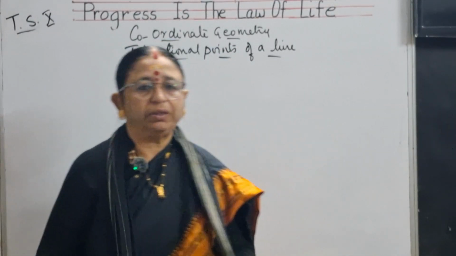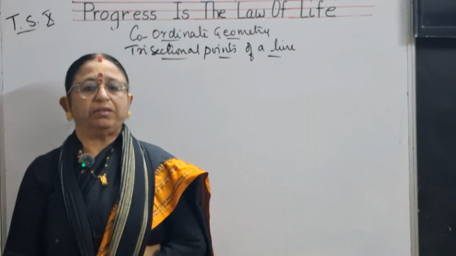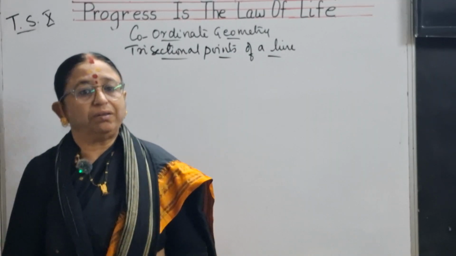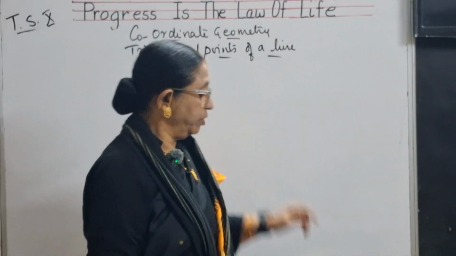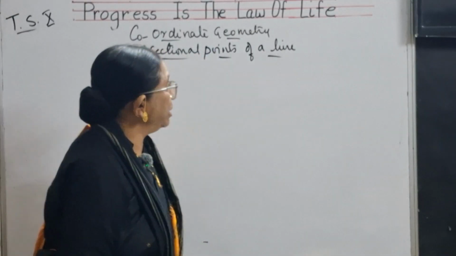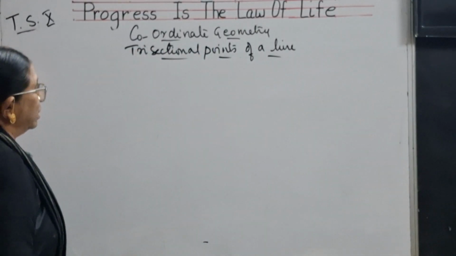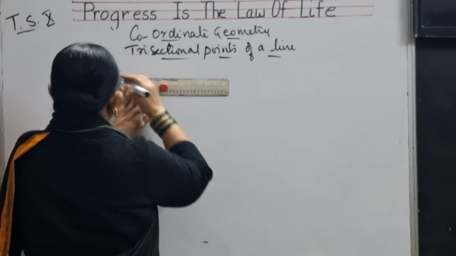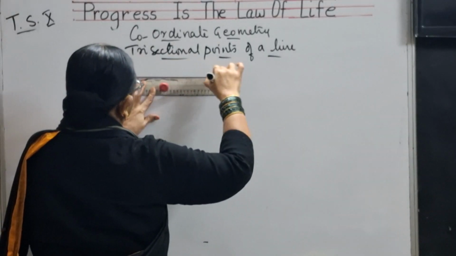Now I am dealing with 10th class maths coordinate geometry. In that I am dealing with trisectional points of a line. So what do you mean by trisection? Tri means three parts of a line. So let us just draw a line.